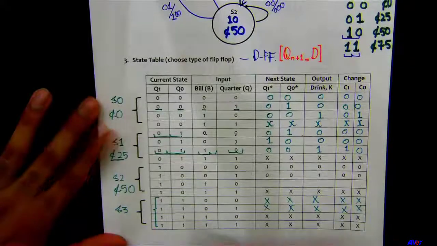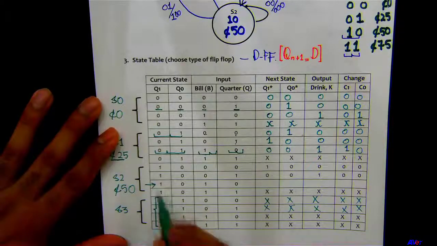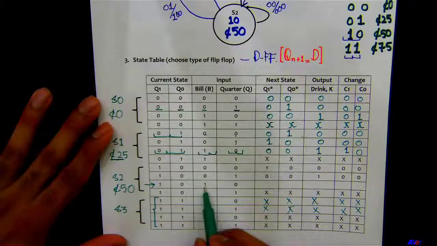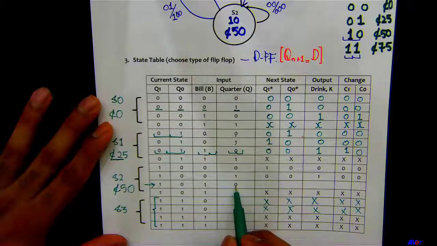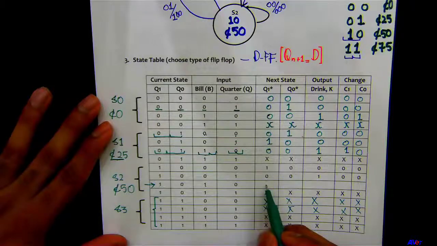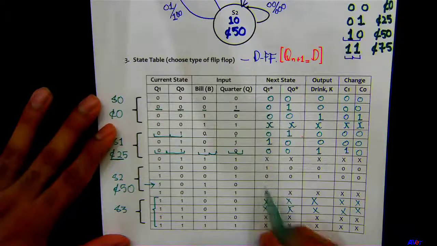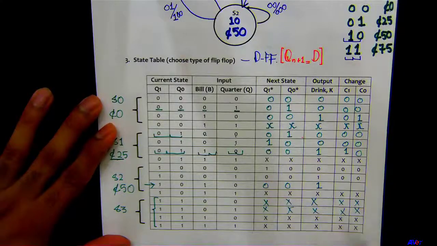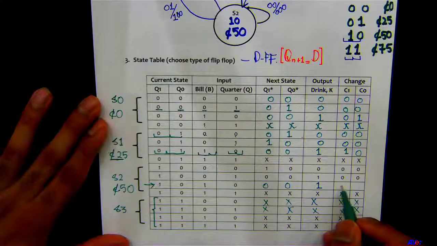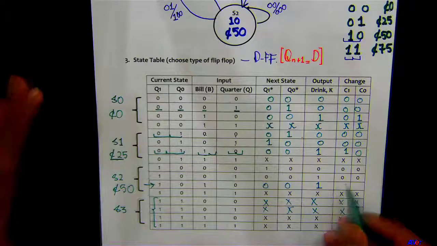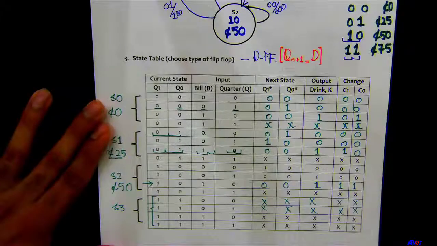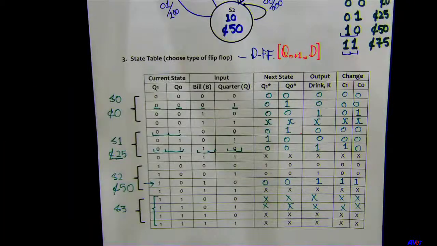I only have one left here, this one. 1, 0, which means the present state is 50 cents. Bill is 1, quarter is 0. What would be the next state? 0, 0, right? It's going to dispense the drink. How much would the change be? 75 cents, and 75 cents is 1, 1, so it's going to be 1 and 1. Our truth table is complete, okay?